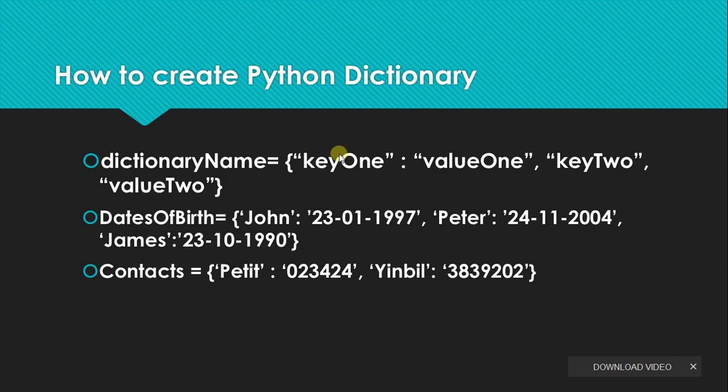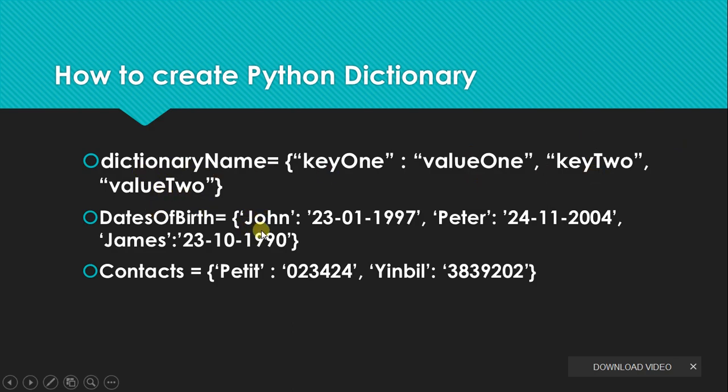So how do you create Python dictionaries? To create a Python dictionary, you have the dictionary name is equal to key 1 and the value attached to it, key 2 and the value attached to it. So this is how it works. You have braces, or what others call curly brackets. Inside the curly brackets, you have the key with this colon sign and the value of it. So they are in pairs. This is the key and this is the value, and likewise key 2 and its value.